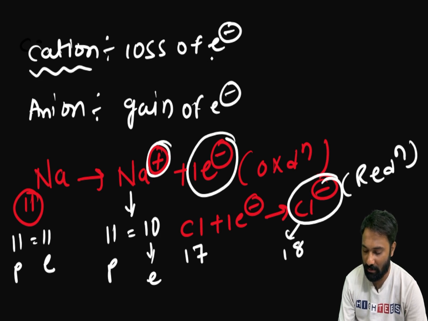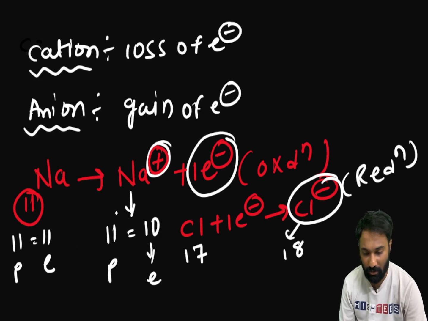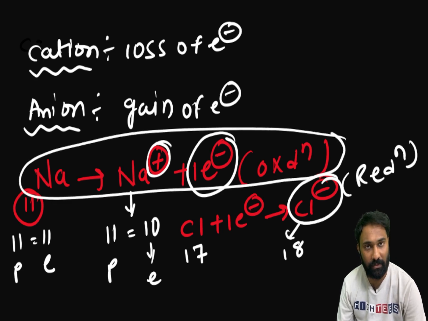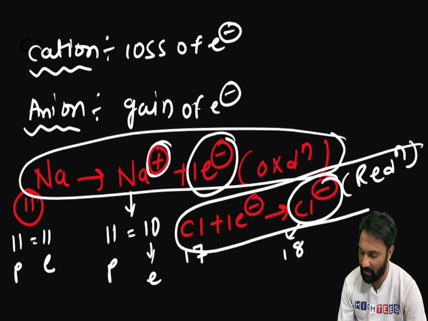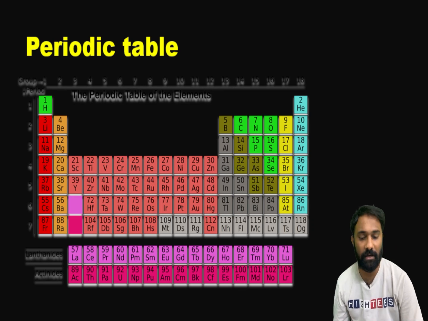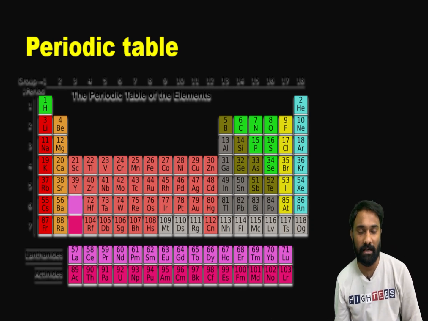Cation is loss of electron, anion is gain of electron. When any atom is losing an electron, that process we call oxidation. If any atom or compound is gaining an electron, that process we call reduction. Clear? Done?